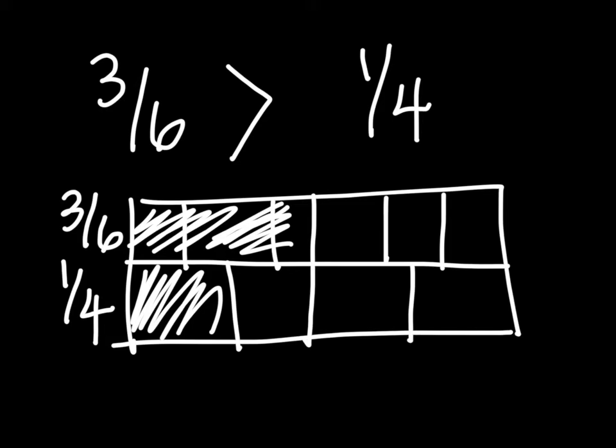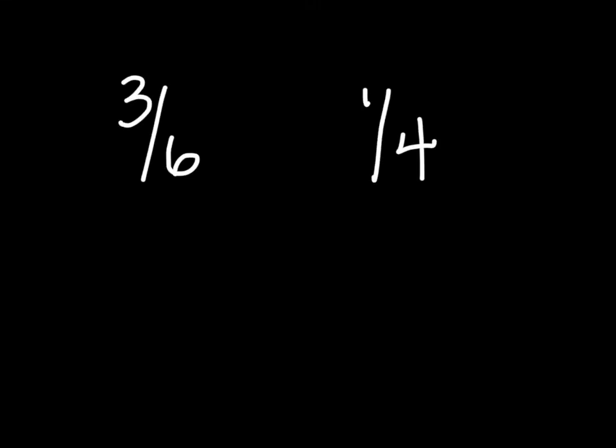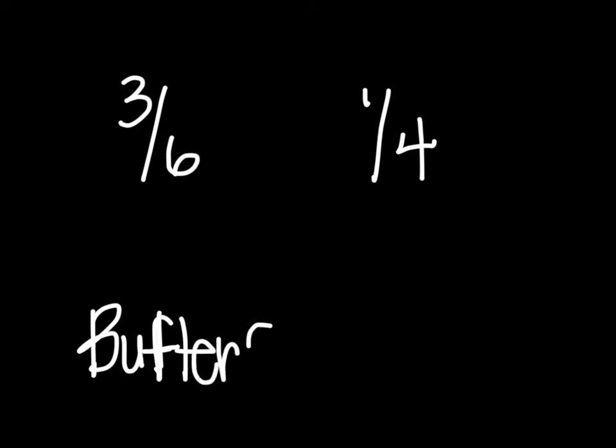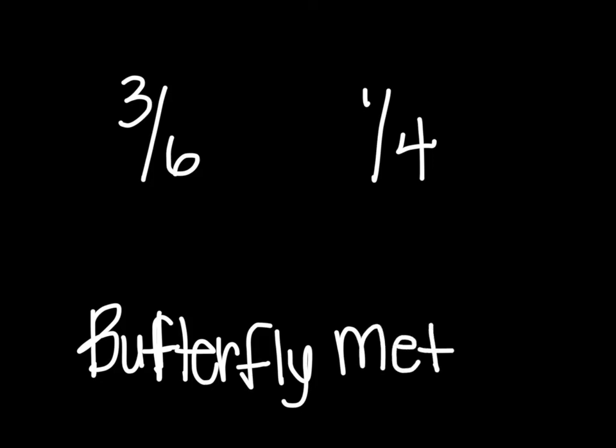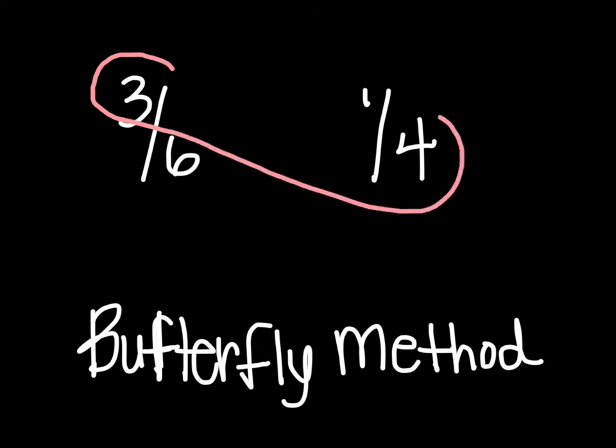Now I'm going to show you how to use multiplication to help you do the exact same thing. So let's go ahead and use those same two problems, 3/6 and 1/4, to show you how this is going to work. So I like to call this method the butterfly method. Let's see if I can spell butterfly. Because when we're done, it kind of looks like a butterfly. Okay? So what we do is you take your numerator in your first fraction and your denominator in your bottom fraction, or your second fraction, excuse me, and you multiply.